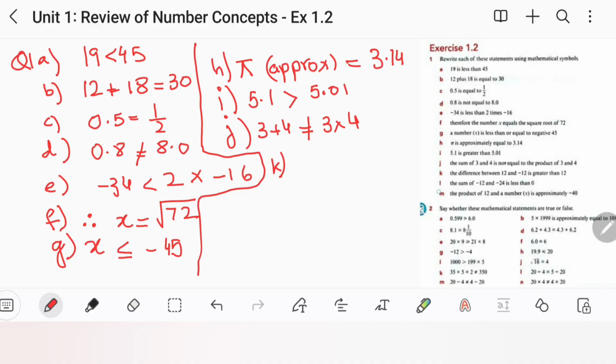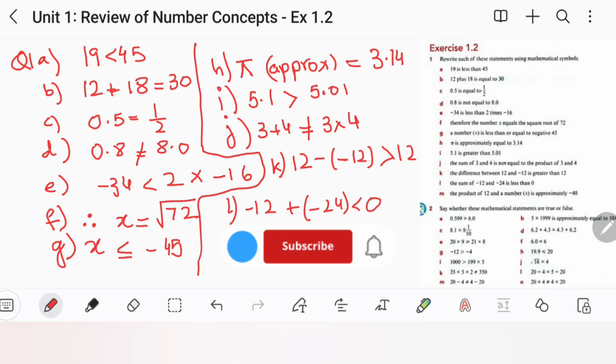Okay, then K is that the difference between 12 and negative 12 is greater than 12. Difference means subtraction. So the difference is represented by this minus sign, and negative 12 is itself a negative number. So there are 2 minus signs in this sentence, is greater than 12. So for greater I'll put this sign and then 12. The sum of negative 12 and negative 24 is less than 0. So the sum of negative 12, sum means plus, and again for negative 24 I'll put a bracket, because if I write 2 signs side by side it will become confusing.